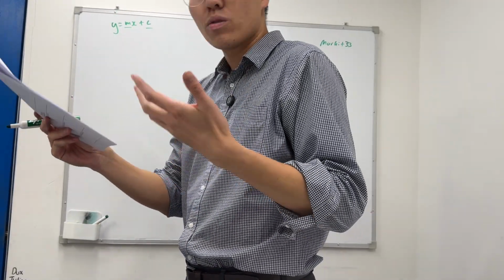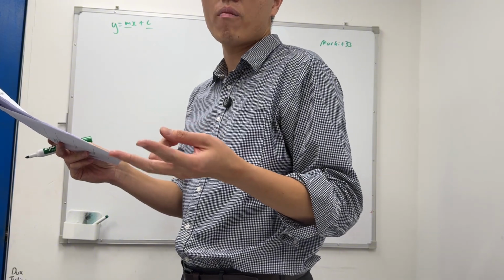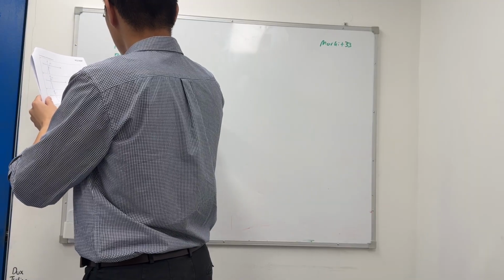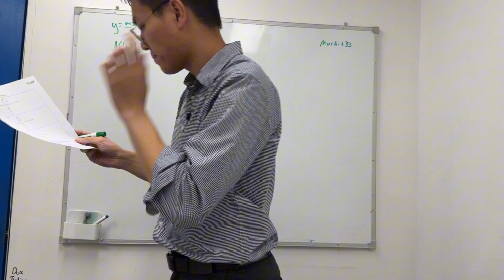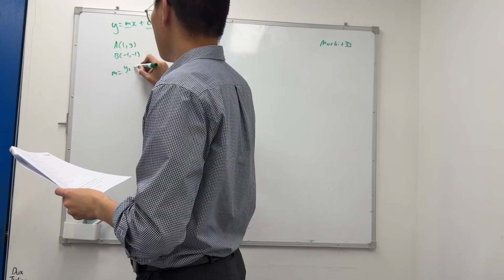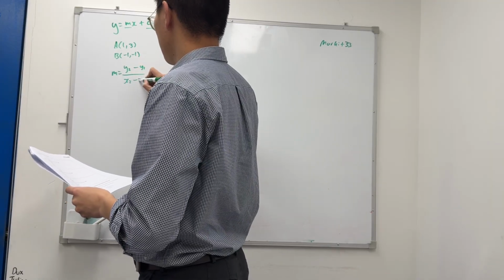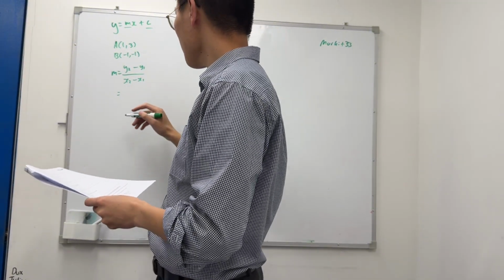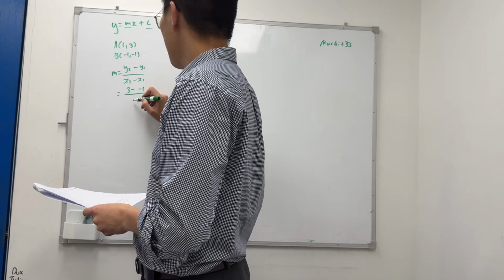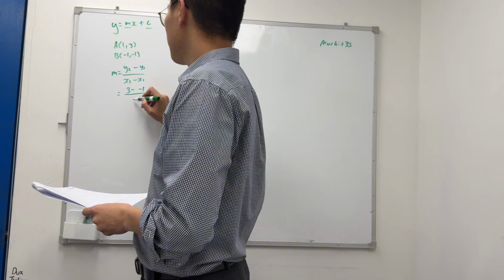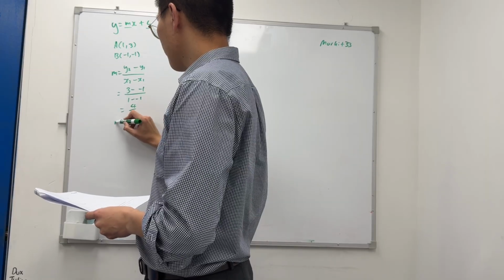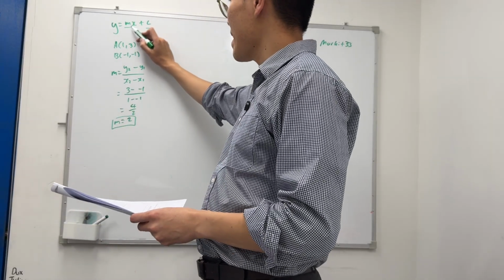Okay, so let's find m. Well, how do you find m? As long as you have 2 points, you can find m, and we do have 2 points, A and B. So we're going to write down A (1, 3), B (-1, -1). We're going to use the gradient formula: 3 minus -1 over, wait, you need to be consistent, 1 minus -1. So 4 over 2, so m is equal to 2. We have now found m.